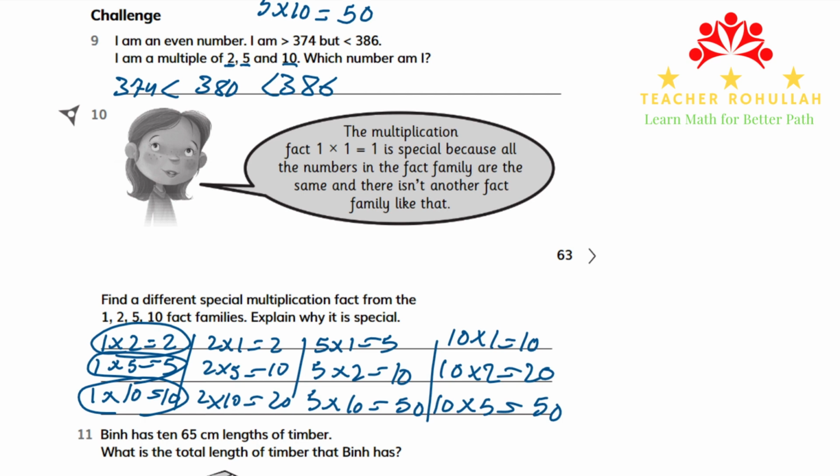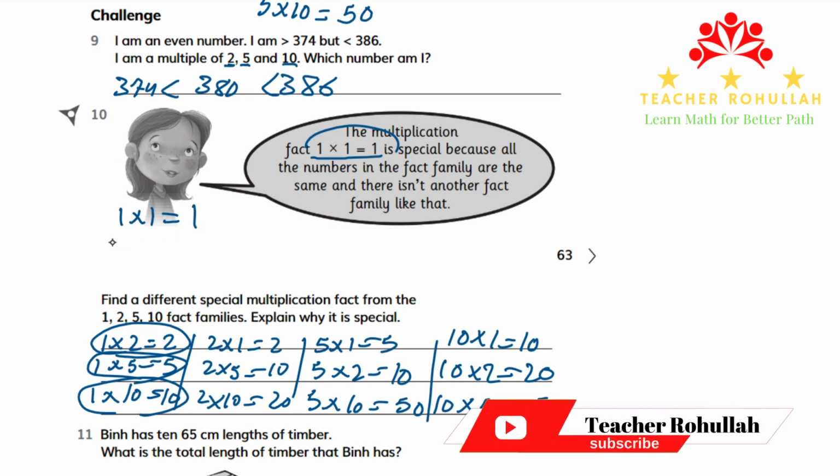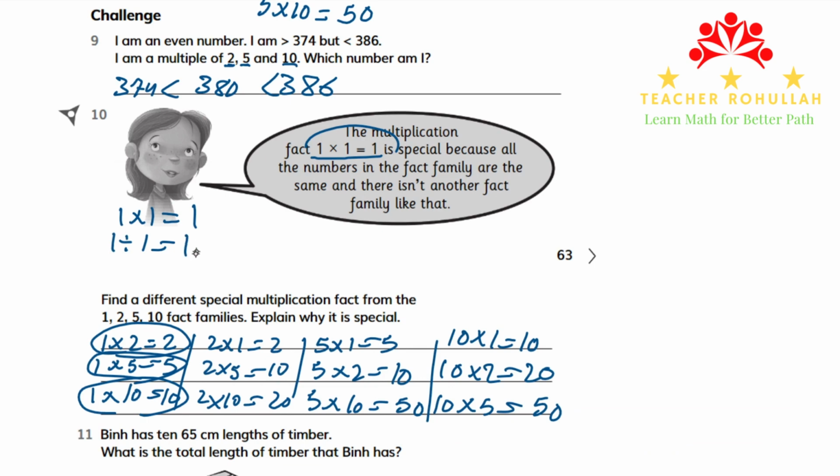Or if we say it in a different way, here it says it is special because all the numbers are the same. We can find another special fact from the same fact family. How? We have 1 times 1 equal to 1, and 1 divided by 1 is also equal to 1. So this can also be special. Why is it special? Because here also all the numbers are the same. Even when 1 is divided by 1, the answer is still the same, which is 1.